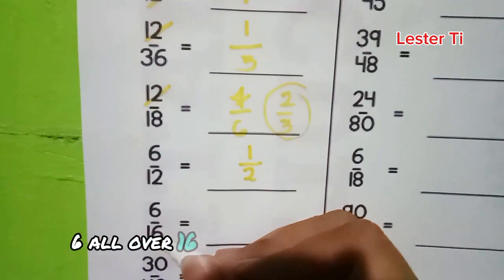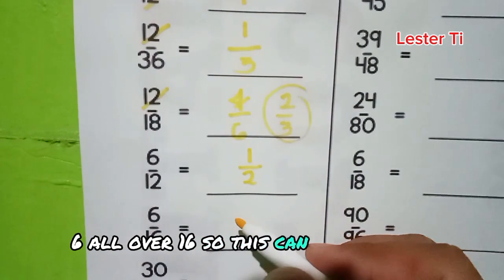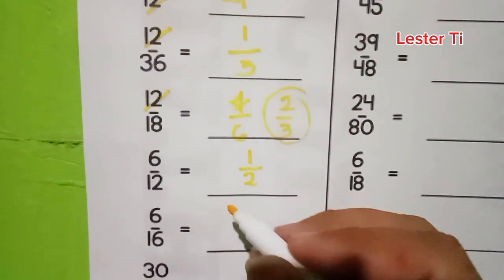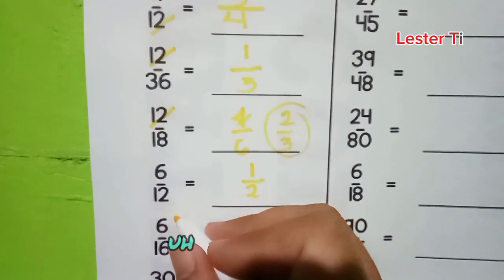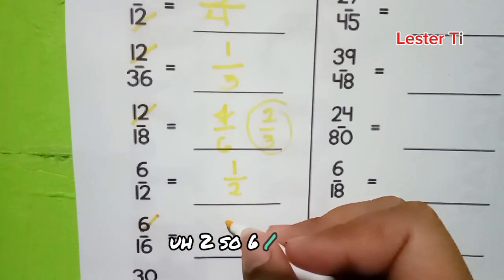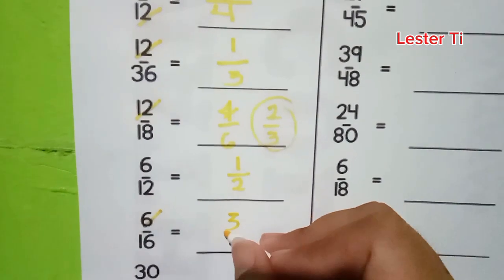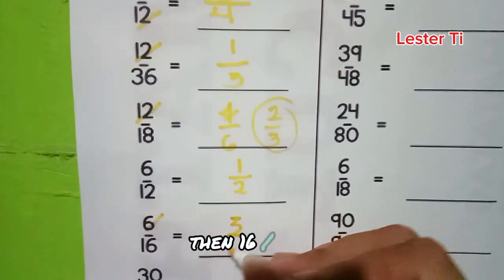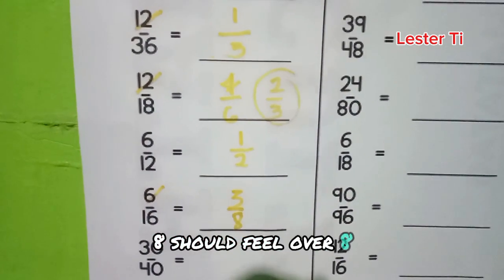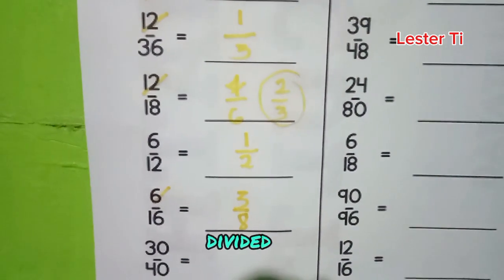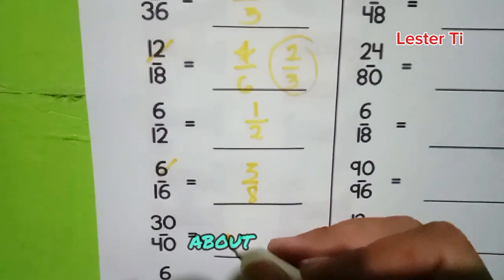Next, 6 over 16. So this can be divided by 2. 6 divided by 2 is 3, then 16 divided by 2 is 8. So 3 all over 8, divided by 2.